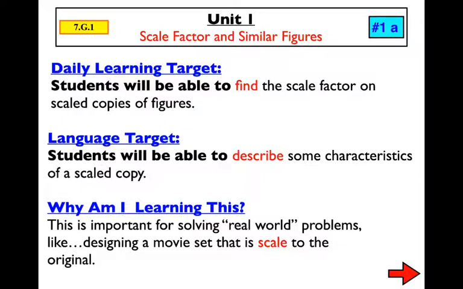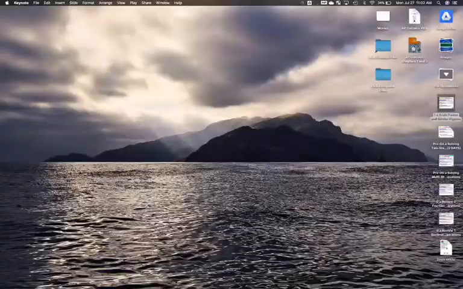And I always give you one of many reasons why you're learning this. An example of that for today might be designing a movie set that is scaled to the original set. And as usual, please make sure you have filled in the blank areas regarding those three things. All right, so let's move on.